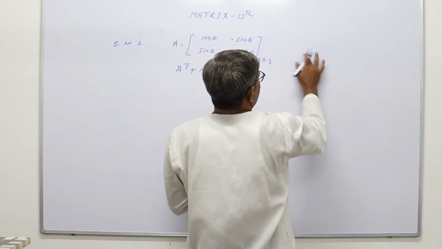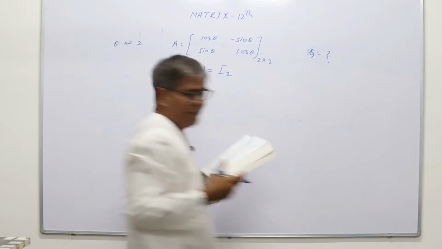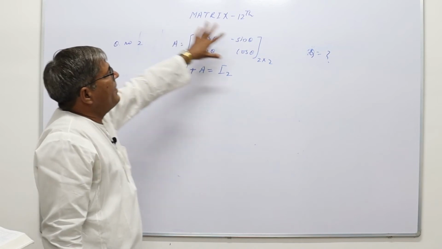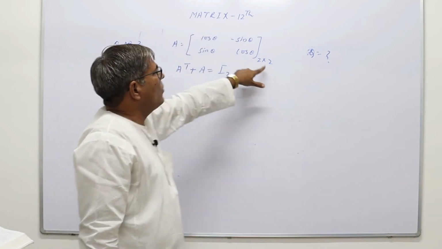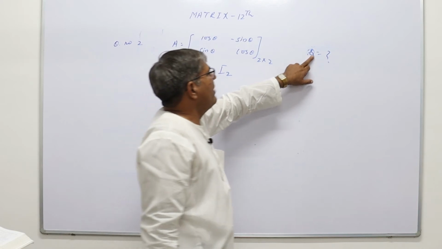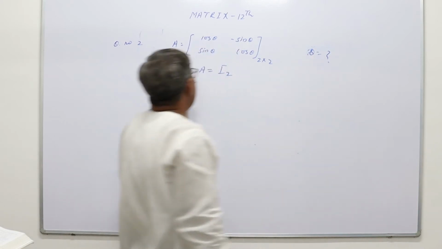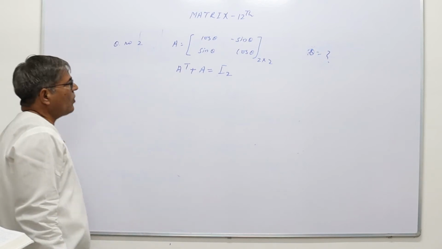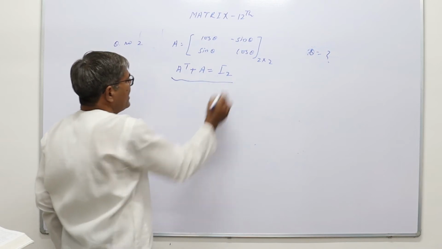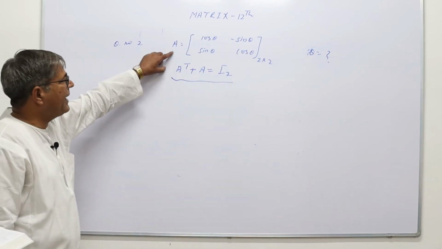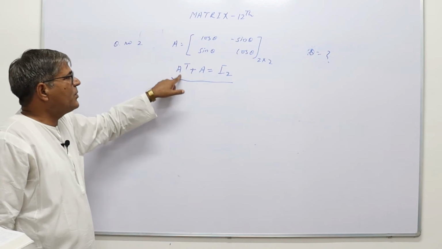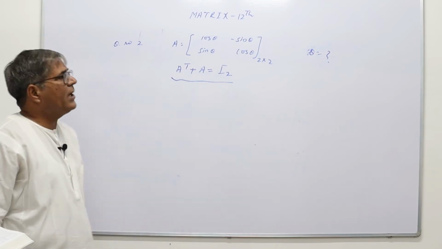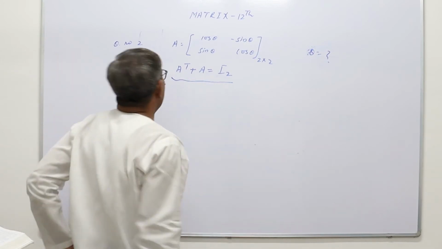What we have to do? We have to find the value of theta. See the question. Given matrix A is equal to cos theta, minus sin theta, sin theta, cos theta of order 2 cross 2. Then what we have to do? We have to find the value of theta if A transpose plus A is equal to identity matrix of order 2. Then how we will solve? Very simple. First, we will find the transpose of the given matrix. Then we will add the transpose of the given matrix with the given matrix A. Then we will equate with the identity matrix of order 2 and then find the value of theta.